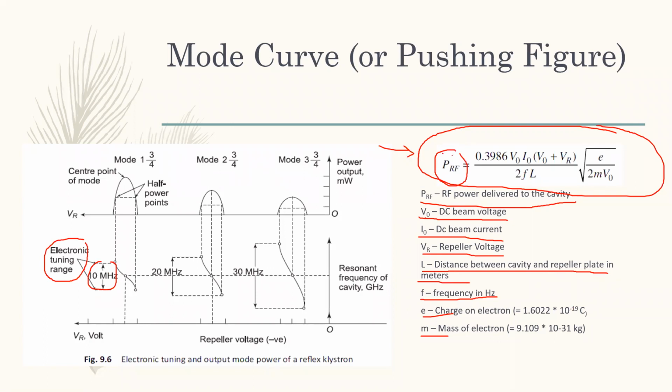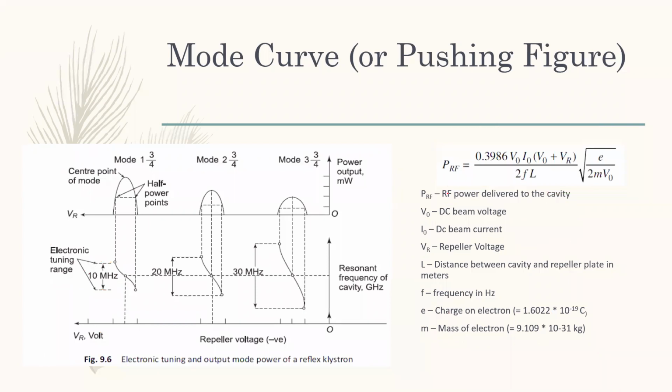Now here you can see that PRF is inversely proportional to the frequency of operation. So if you want higher and higher frequency, output power keeps on reducing. That is what you can observe over here. And you can observe that it is also inversely proportional to the length, that is the distance between the cavity and the repeller plate. So if you keep on increasing the distance to the repeller plate, output power keeps on reducing, and vice versa.